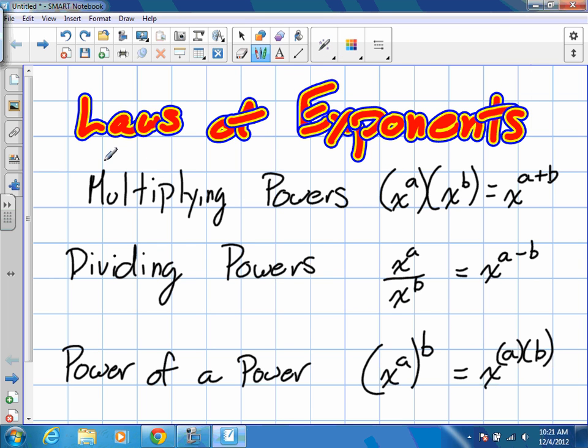Okay, today we're going to go over the laws of exponents. We have three major laws that you need to know for what we're doing. Okay, multiplying powers. So, when you have two exponents, or known as powers, and the base is the same.